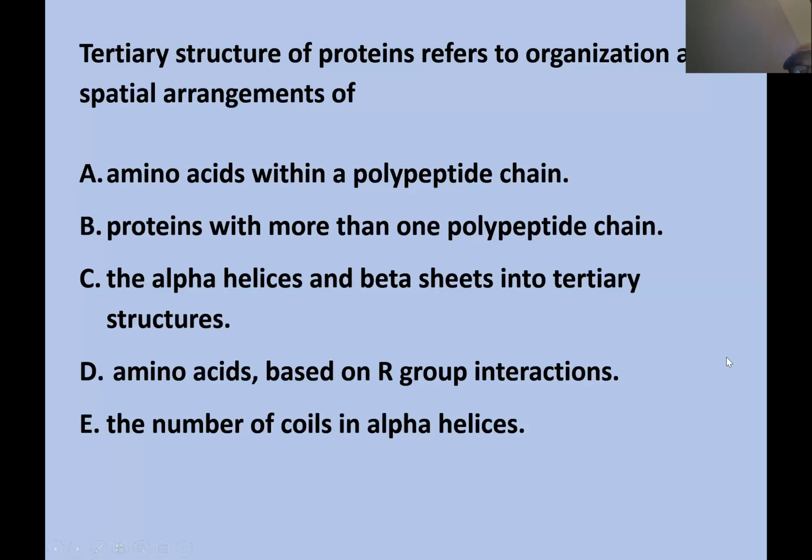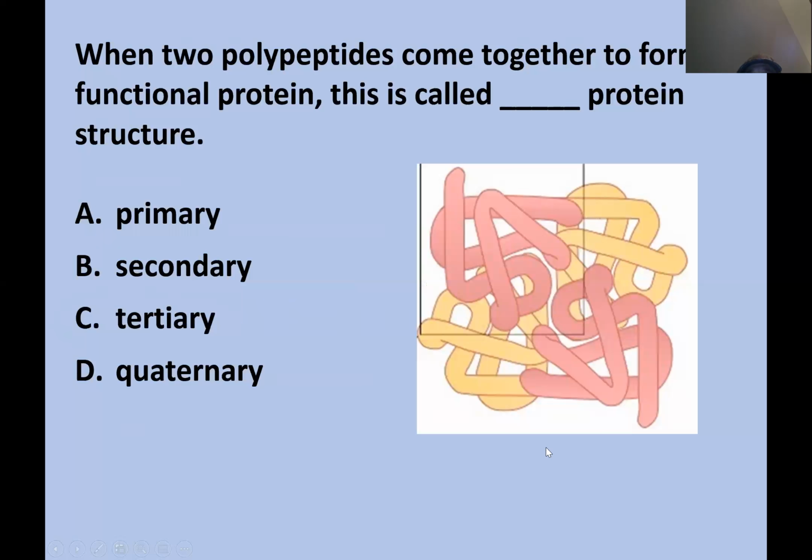Tertiary structure of proteins refers to organization and spatial arrangements of R groups, right? That's where we talk about tertiary. This is really primary. This is quaternary. This is secondary. And this is secondary structure. When 2 polypeptides come together to form a functional protein, this is called, hopefully you remember, quaternary structure, right? When things are interacting.